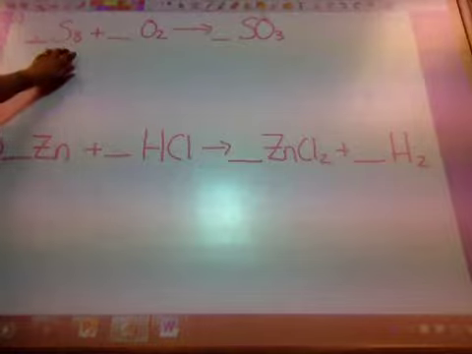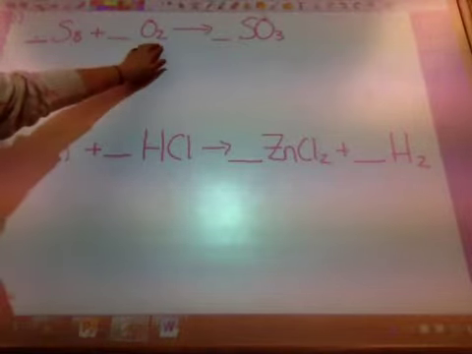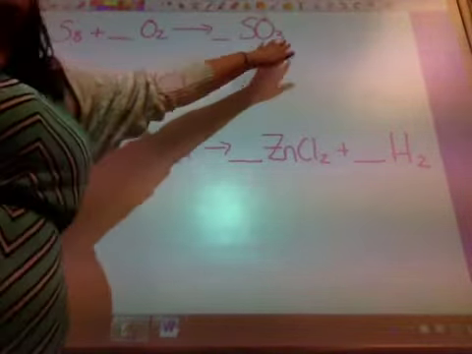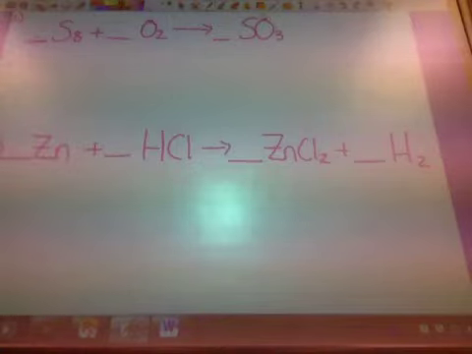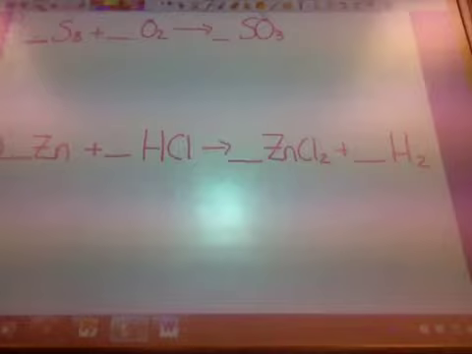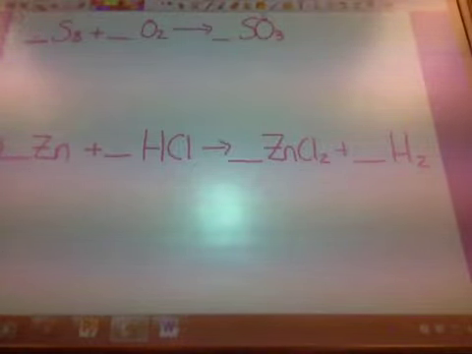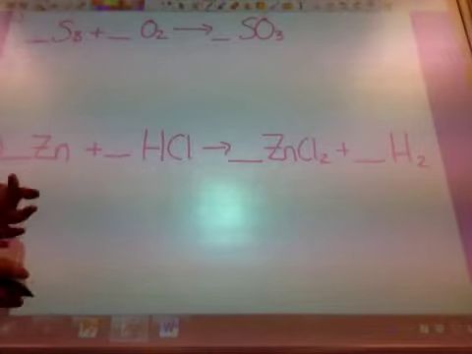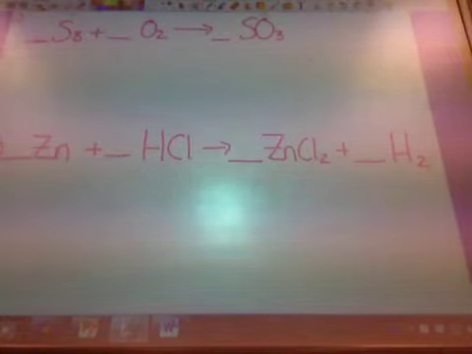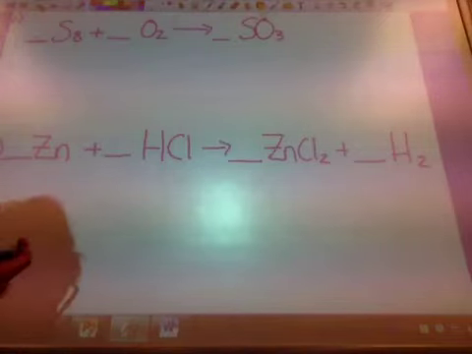I have sulfur reacting with oxygen to produce sulfur trioxide. In this case, I left the dashes, the lines, because we're going to be using coefficients to balance an equation. And remember that we can't create or destroy matter, so I need to have the same amount of elements on both sides of the arrow.